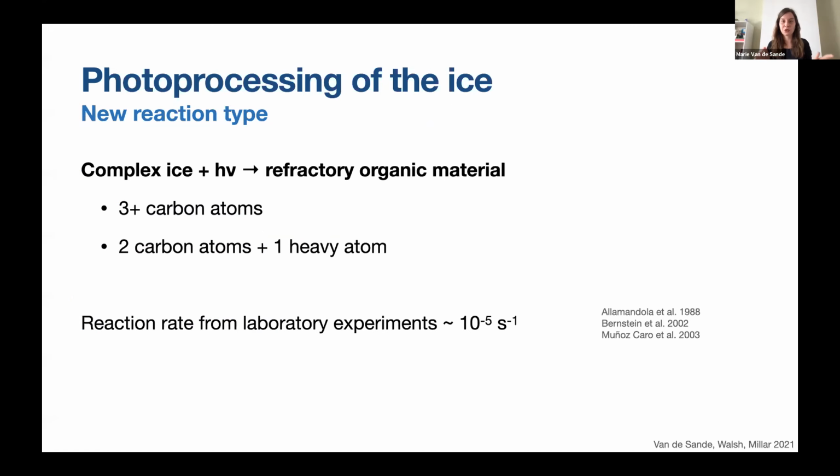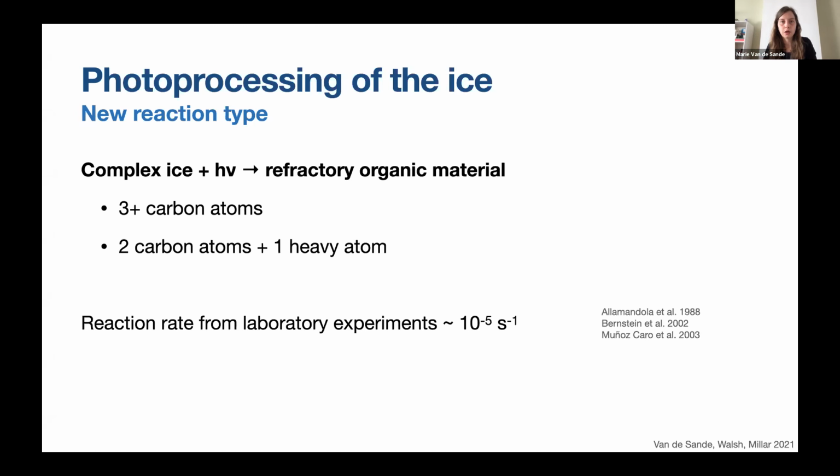And then the chemistry stops. So once it's refractory organic, it's taken out of the chemical equation, it's chemically inert. Can't go back, can't go on. We decided that a complex ice has either 3 or more carbon atoms or 2 carbon atoms and 1 heavy atom, because, well, decisions need to be made. And we estimated the rate from lab experiments where interstellar ice analogs were irradiated with UV radiation.